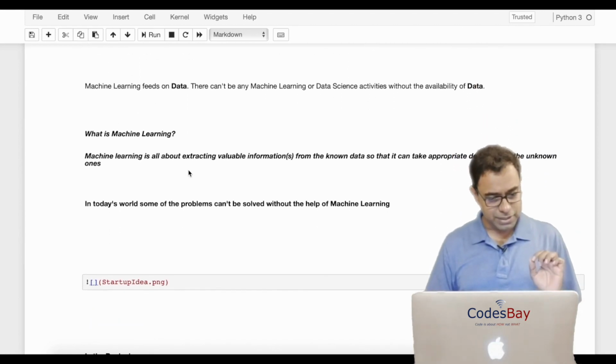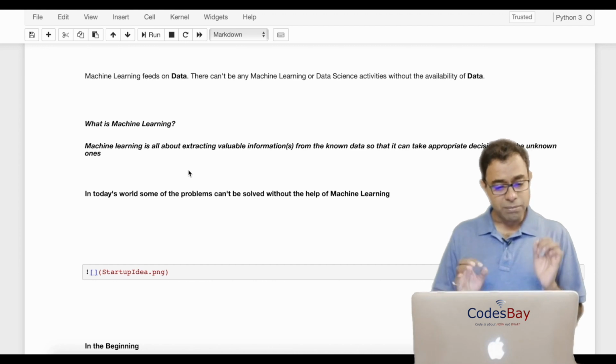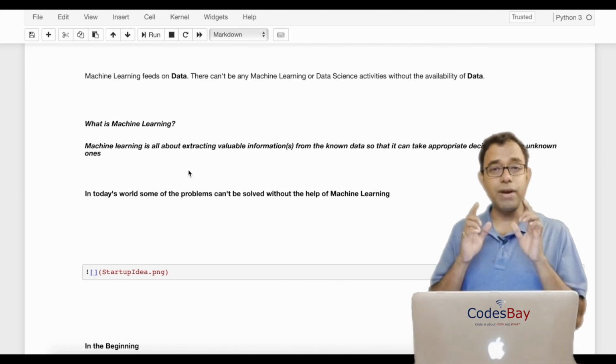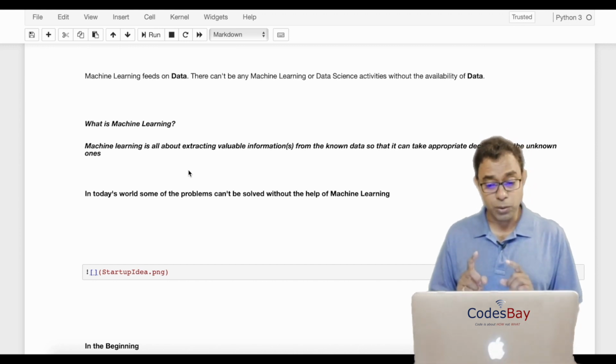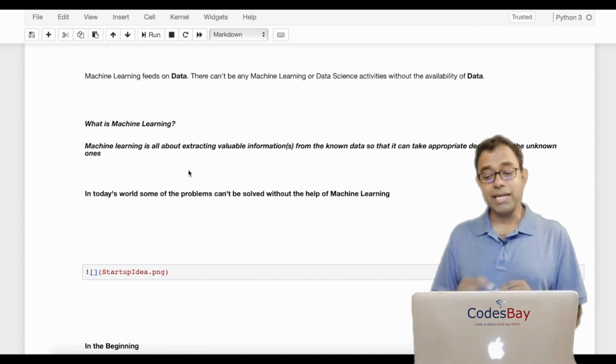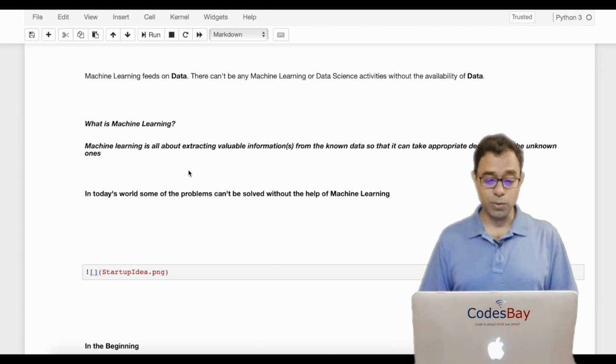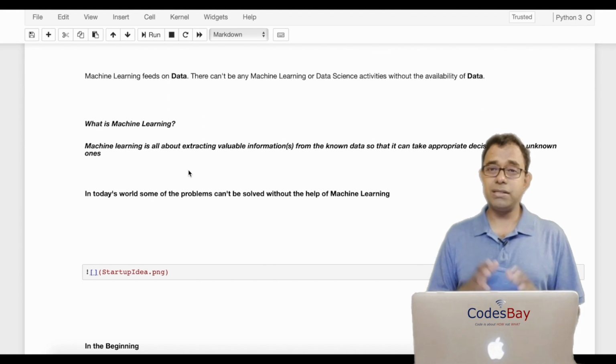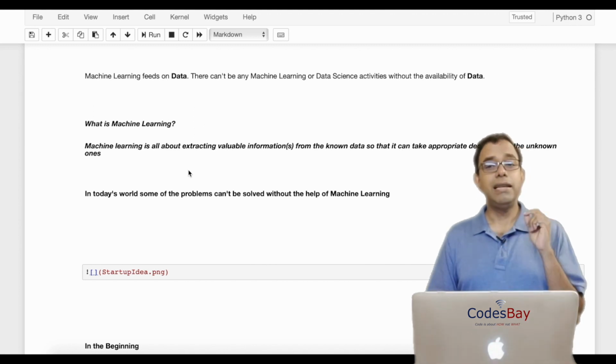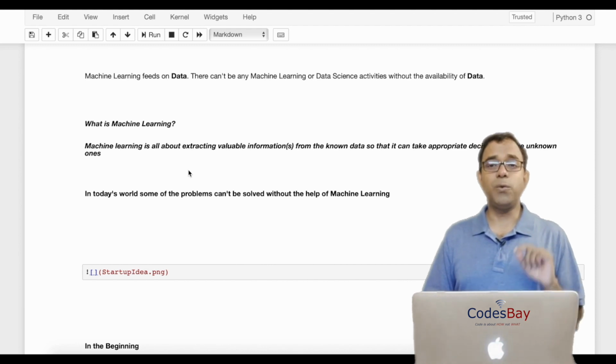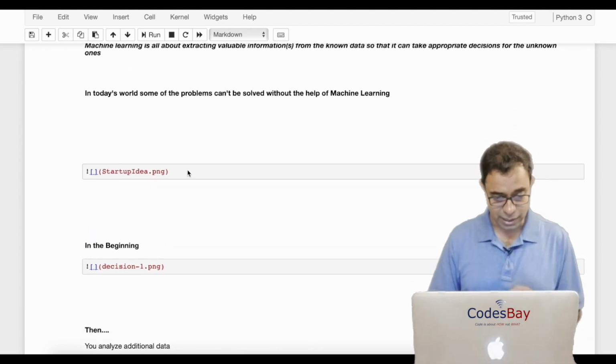Now let's define machine learning. Machine learning is all about extracting valuable information from the known data so that it can take appropriate decisions for the unknown ones. In today's world, some problems cannot be solved without using machine learning. Let's take an example and understand why we need machine learning.